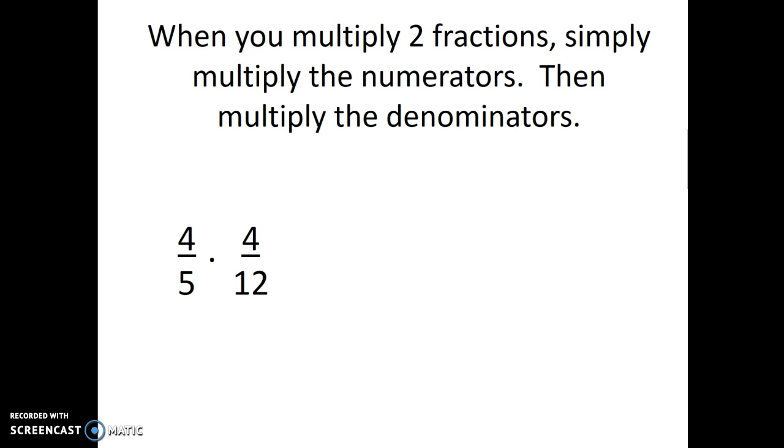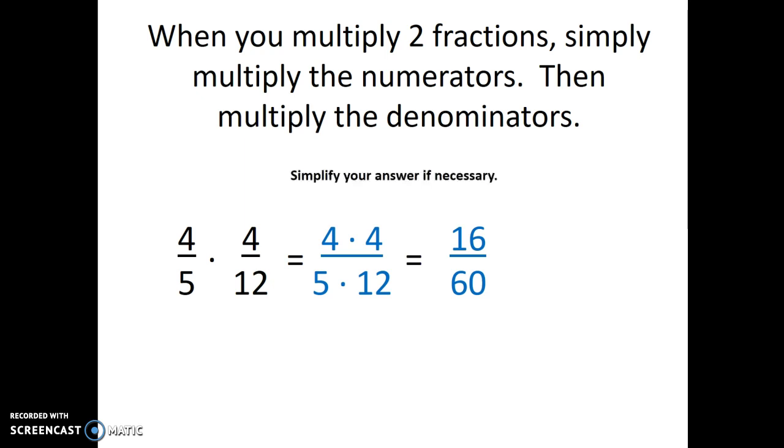When you multiply two fractions, all you're really doing, and this should be a review for you, is simply multiplying the numerators, then multiplying the denominators. So in this case, what I would do is 4 times 4 and 5 times 12, which would give me 16 over 60. And of course, whenever I'm dealing with fractions and I come to a solution, I always have to ask myself, do I need to simplify? And in this case, you do need to simplify your answer.